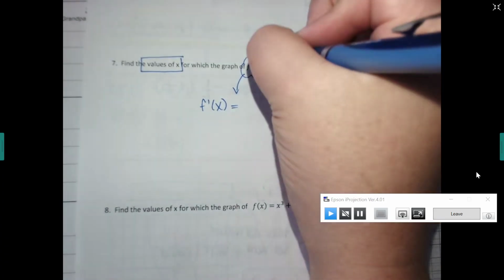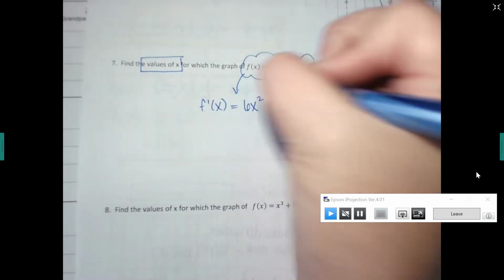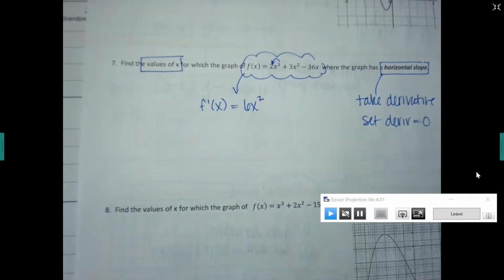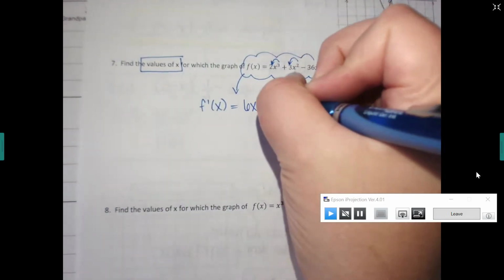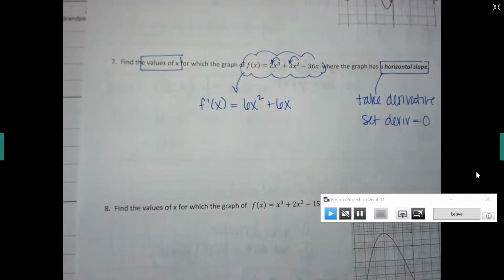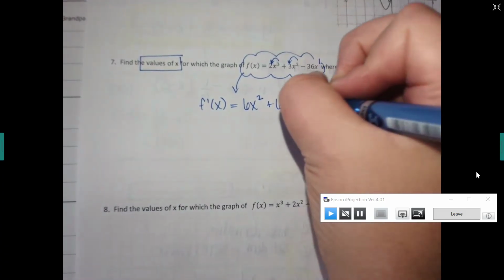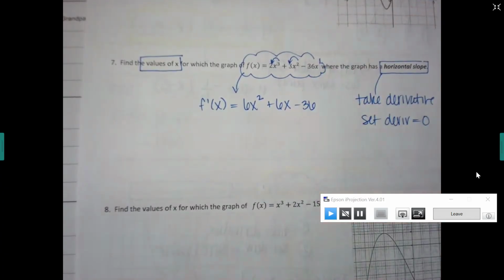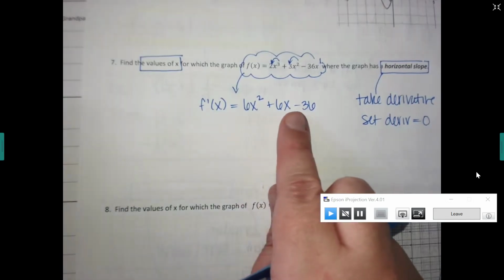So f prime of x is 3 times 2 is a 6x squared. Okay, remember I'm dropping that power by 1. Next term was a 3x squared. So 2 times 3 is 6. Drop it to a regular x. And then 36x doesn't have a power. Well, then I know it's a power of 1. So 1 times 36 is 36. Your x drops off to a 0 power. And then if this is the slope wherever I want, I'm going to set it equal to 0.